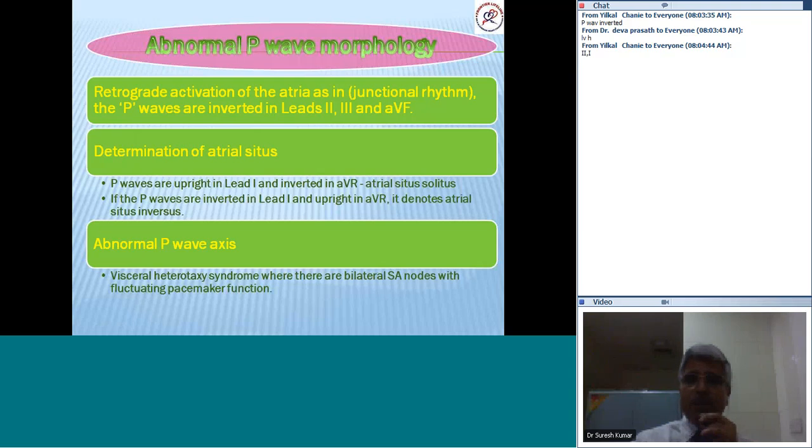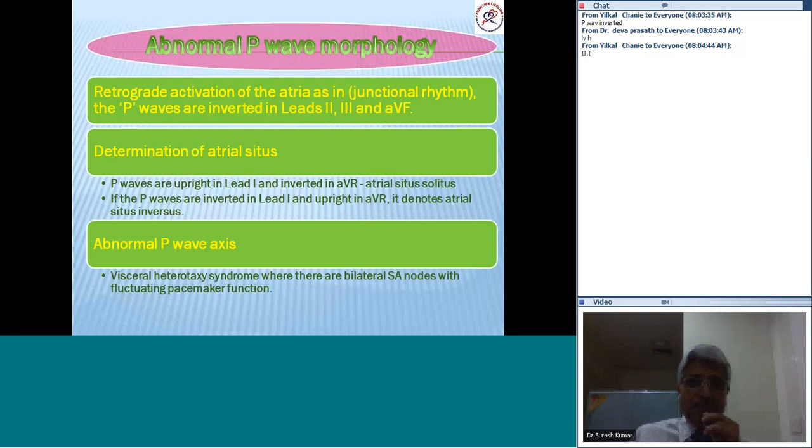While you are doing that, look at this. When you have an abnormal P wave morphology, it may reflect a retrograde activation of the atria. As in junctional rhythm, you find that the P wave is inverted in leads 2, 3, and AVF. And to determine the atrial situs, you must see what the orientation of the P waves are in lead 1 and AVR. If it is upright in lead 1, inverted in AVR, the atrial situs is solitus. If the P wave is inverted in lead 1, upright in AVR, it denotes situs inversus.